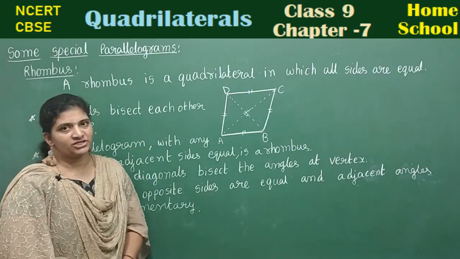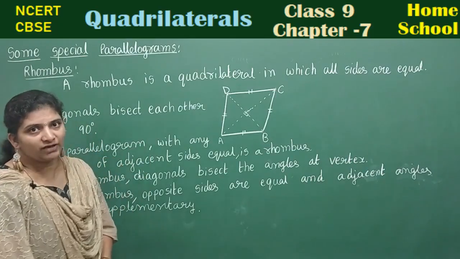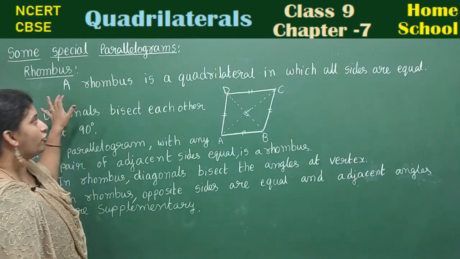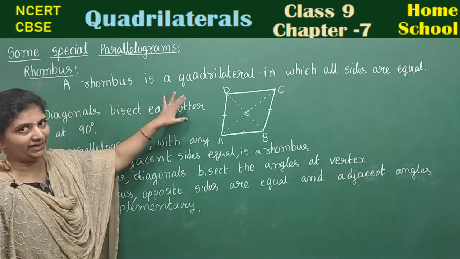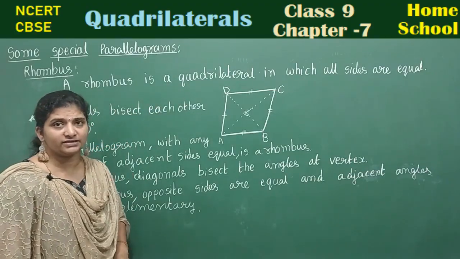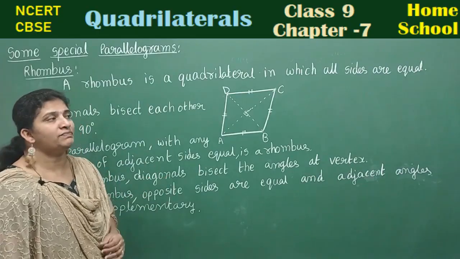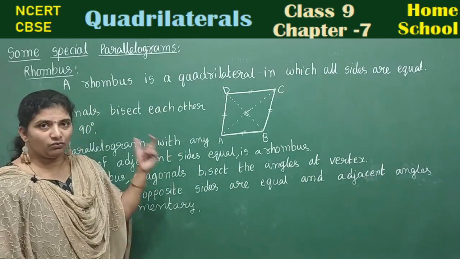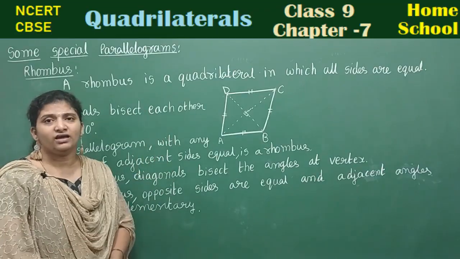Let's talk about some special parallelograms. The first one we are going to discuss is the rhombus. A rhombus is a quadrilateral. It also has four sides. Then what is the difference here? It is a quadrilateral in which all sides are equal.